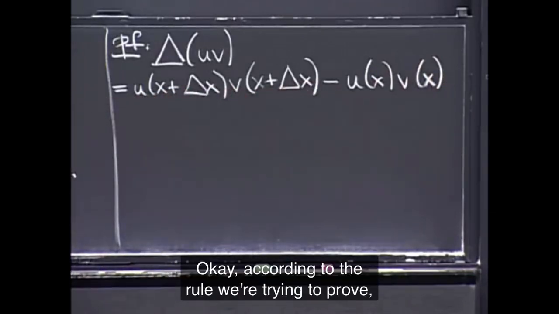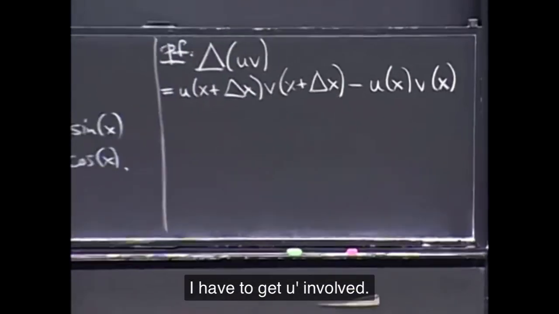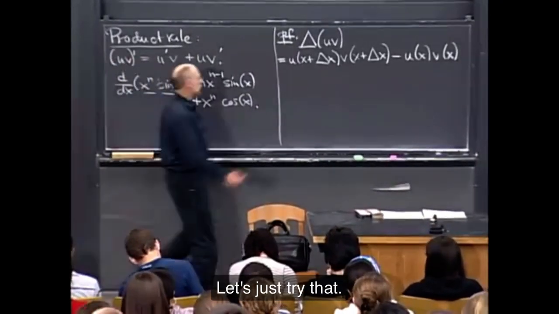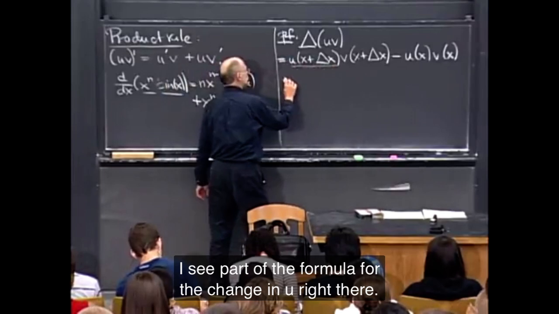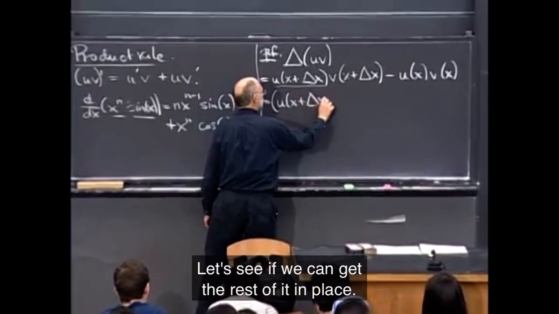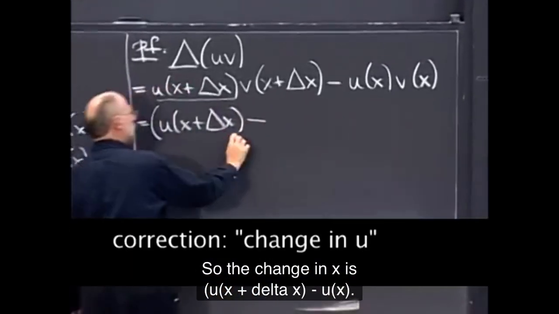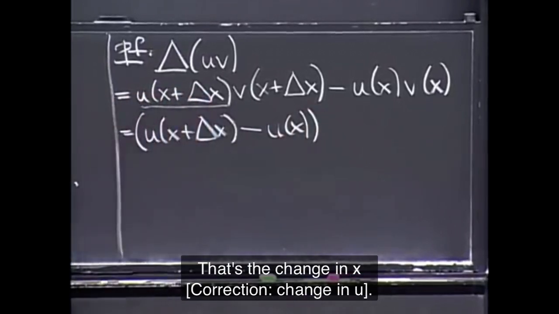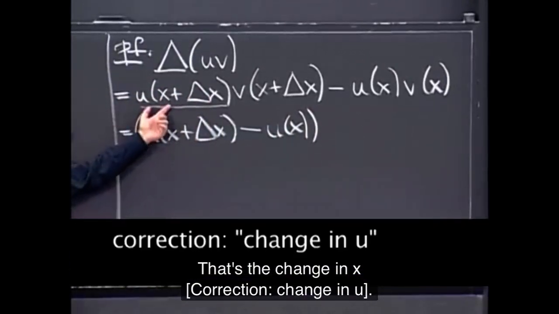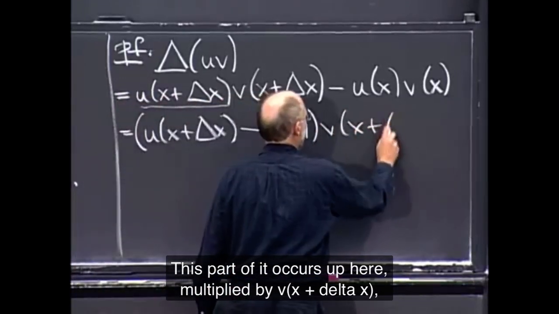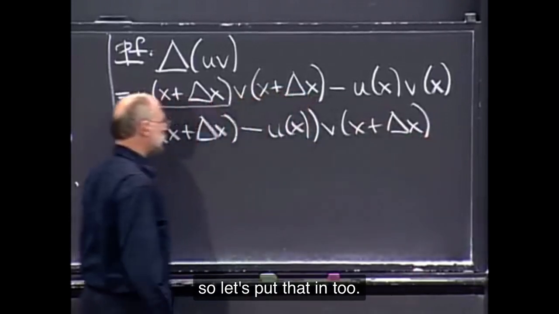OK. Now, according to the rule we're trying to prove, I have to get u prime involved. So I want to involve the change in u alone by itself. Let's just try that. I see part of the formula for the change in u right there. Let's see if we can get the rest of it in place. So the change in u is u of x plus delta x minus u of x, right? That's the change in u. It occurs, this part of it occurs up here multiplied by v of x plus delta x. So let's put that in too.